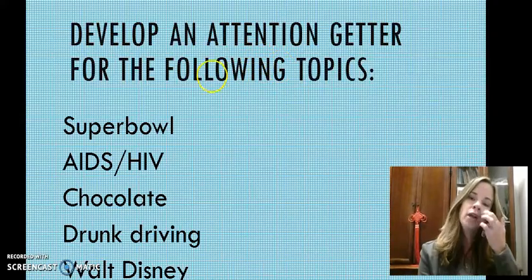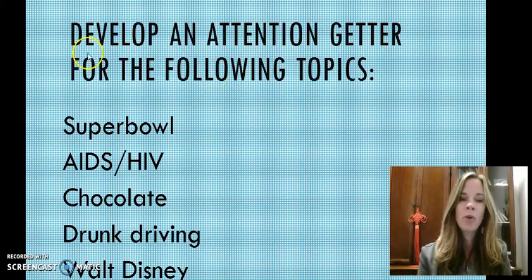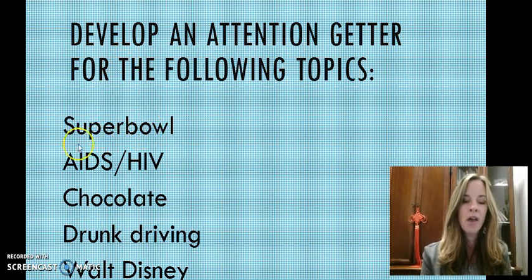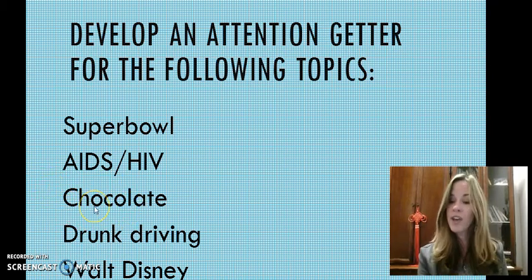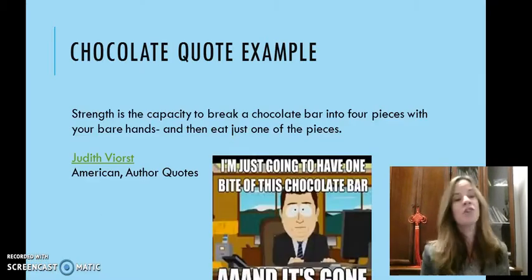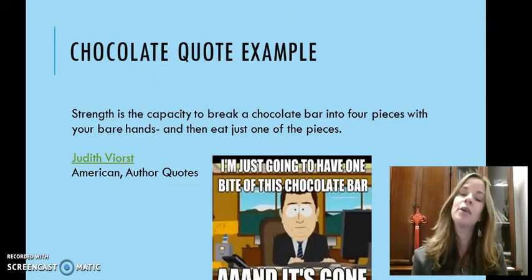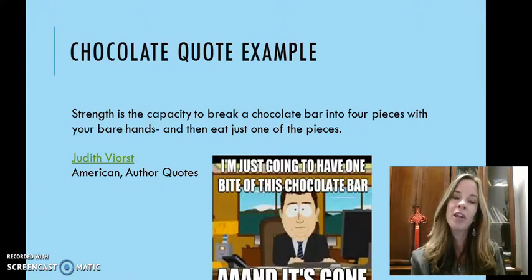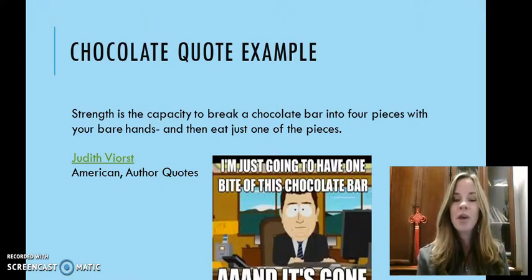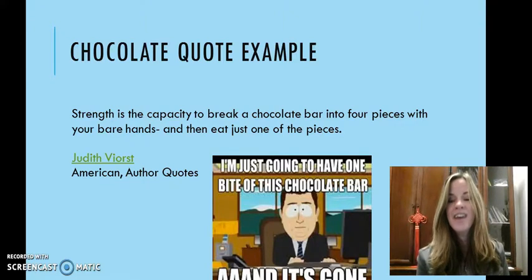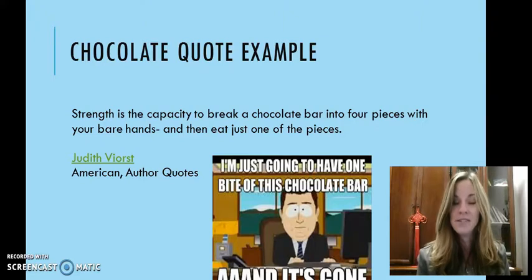Now, if you were in my traditional class, what we would do is we would develop an attention getter for one of these topics and groups. But for now, let's just pretend that we decided to develop an attention getter for chocolate. I might start with a quote, and I actually used a quote and a meme here. I might start off this speech saying, Judith Viorst, American author, once said, "Strength is the capacity to break a chocolate bar into 4 pieces with your bare hands and then eat just one of the pieces."